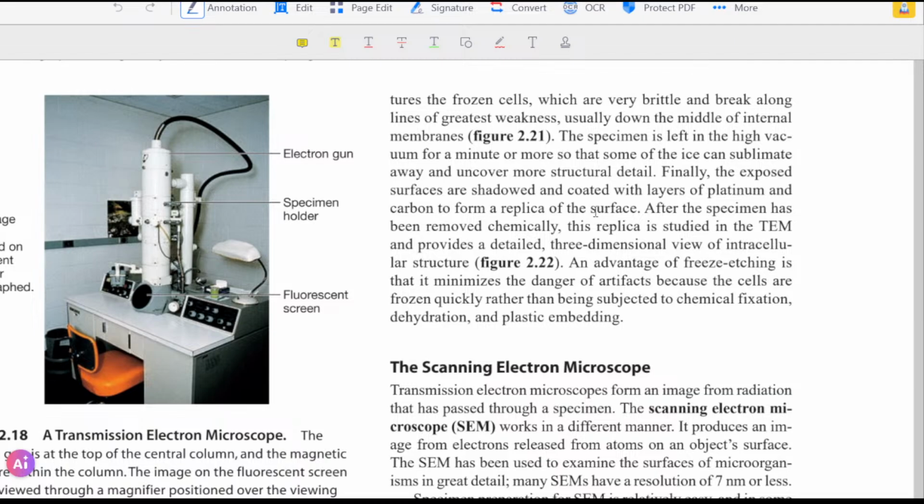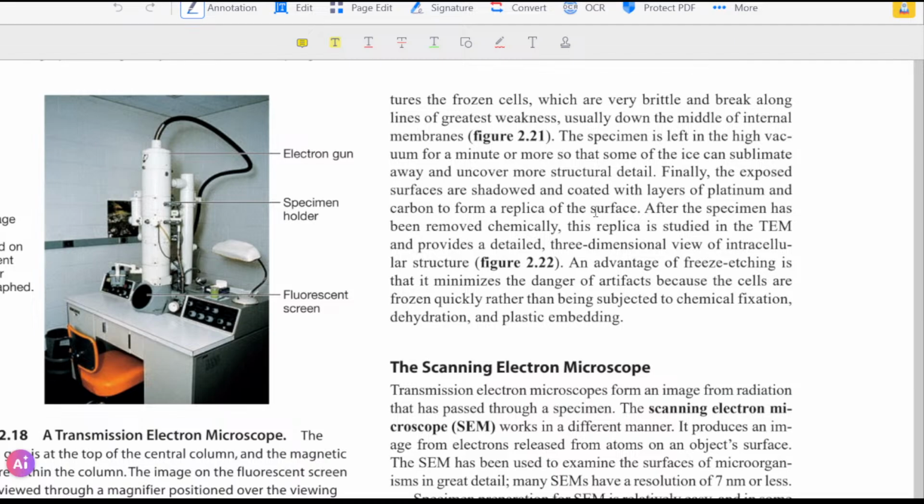And they are saying that the cells are frozen quickly, like the time that you have to go through the chemical fixation, dehydration, plastic embedding, and then cutting it with the ultramicrotome takes a lot of time, and a lot of errors can come in. But freeze etching is a simple process. You freeze the cell at minus 196 degrees, then bring it to minus 100 degrees centigrade in a vacuum, and then cut it with a minus 196 degrees centigrade knife, and that's it. That's all, or not all.